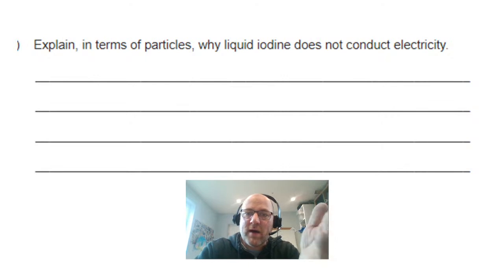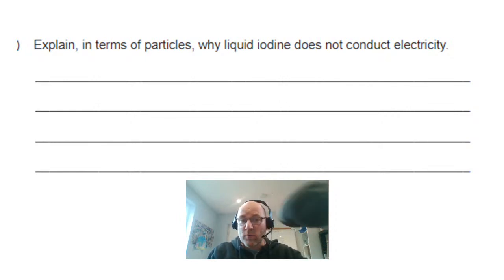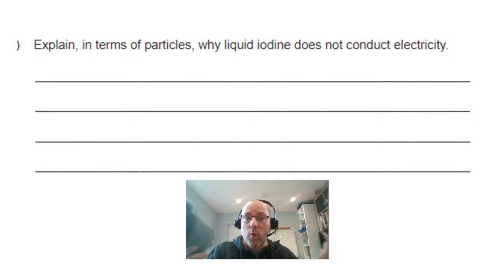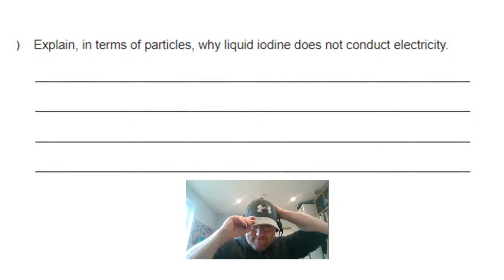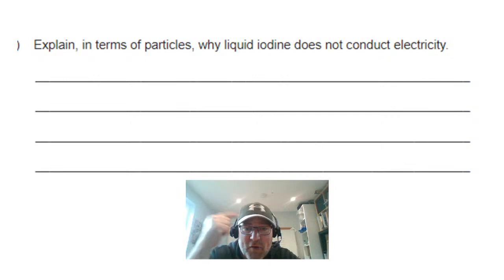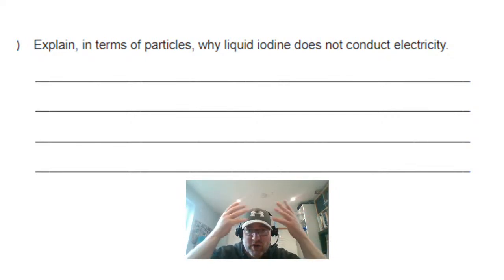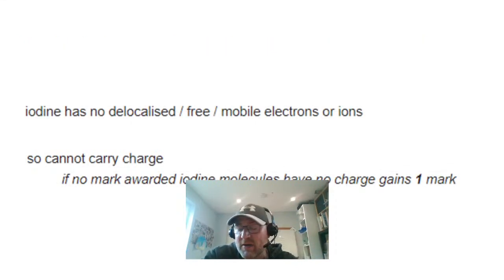So why does iodine not conduct electricity? Well, lots of things don't conduct electricity. My baseball cap doesn't conduct electricity. Why? Because it's got no free ions and no free electrons, so charge can't be carried through the structure, and that's my answer. So iodine has no delocalized free mobile electrons or ions, you didn't have to say both, so it cannot carry charge. Boom.